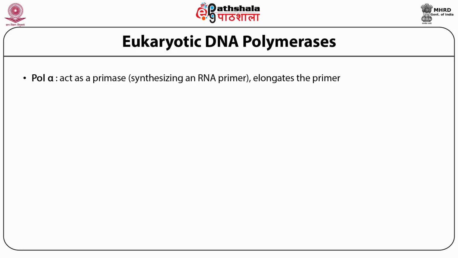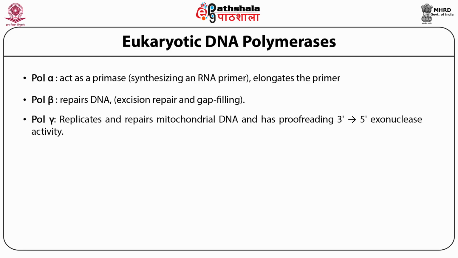DNA polymerase alpha acts as a primase, meaning it also has some RNA polymerase activity. So, this helps in synthesizing the RNA primer which is required to initiate the replication. The role of the primase in prokaryotes is taken over by DNA polymerase alpha. Now, DNA polymerase beta helps in repair of DNA: base excision repair, gap filling, all the different types of DNA repair are carried out by DNA polymerase beta.